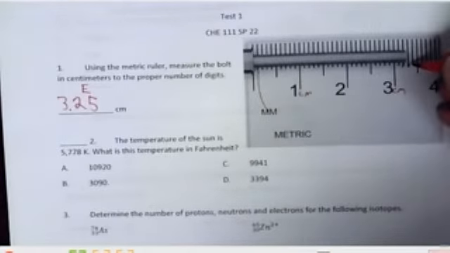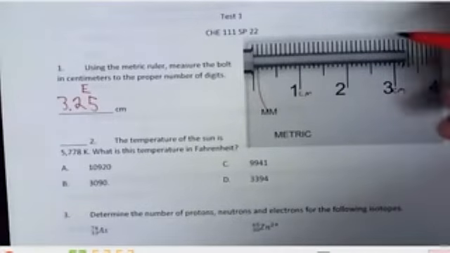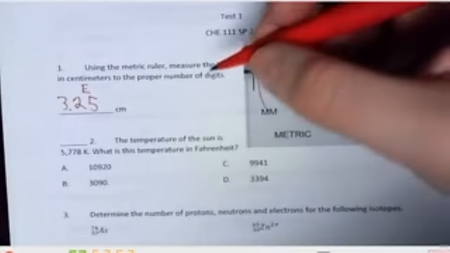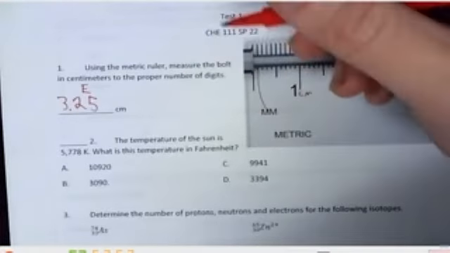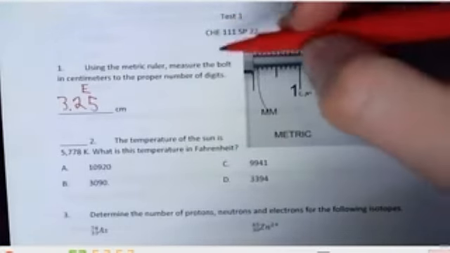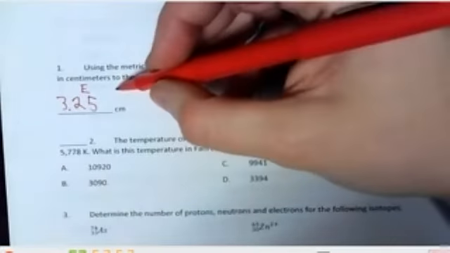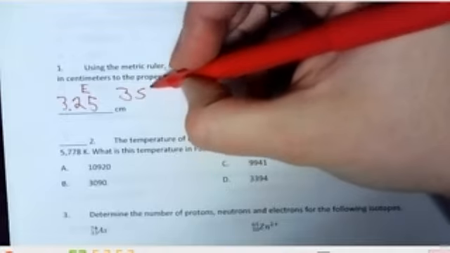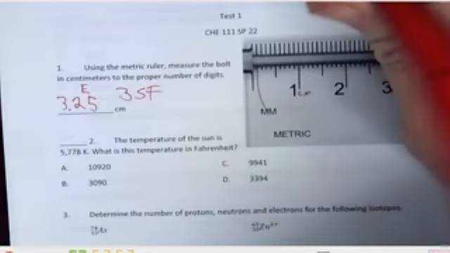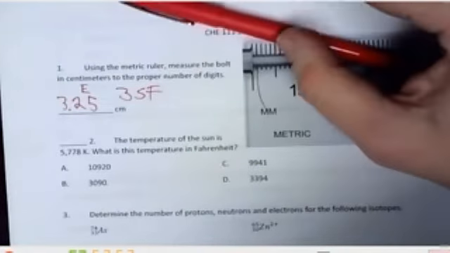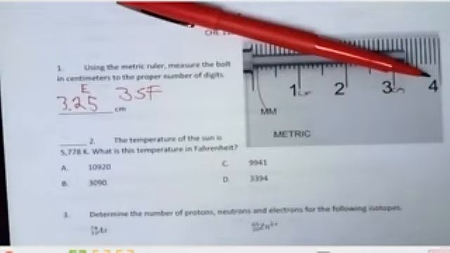And then the key is to make that estimation of where it is between the 3 and the 2, because it's not on the 2 and it's not on the 3, so it's somewhere between it. 3.25 is reasonable. If it was directly on the 2, you would say it's 3.20. But you always want to have that estimation point so that you report 3 significant figures. We want the most amount of significant figures we can reliably report. When we're measuring, it's always to that estimation point.